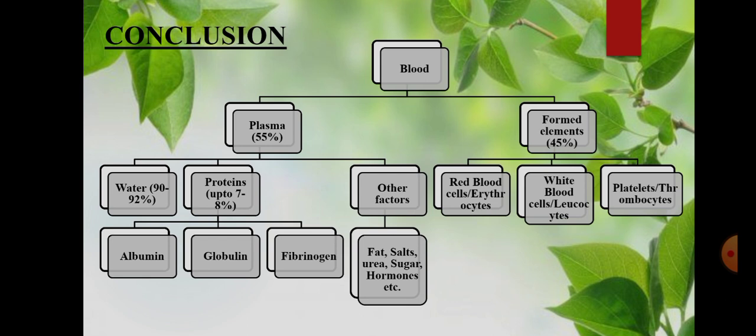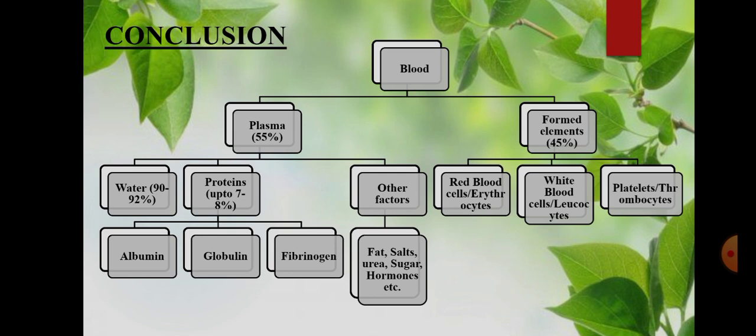Now let us summarize what we have learned today. So what all did we learn today? We learned about blood. You know that blood is a transporting fluid, as well as a fluid connective tissue, and blood is divided into two major sections: plasma, which is 55% of the total blood, and 45% of the total blood is composed of formed elements.